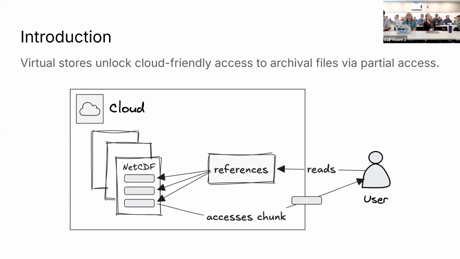familiar with them. So this is my very simplistic view of what virtual stores are, which is basically the first thing that the user is going to do is read the references to chunk locations in netcdf files, and then instead of downloading those entire netcdf files, they can access just the chunks that they want. So my tagline for this is virtual stores unlock cloud-friendly access to archival files via partial access.